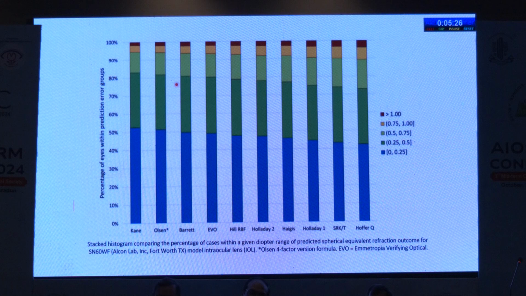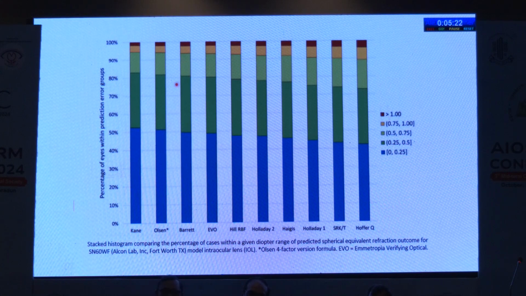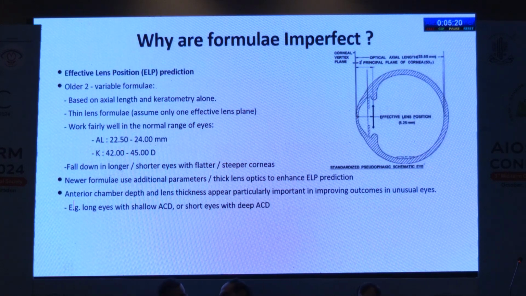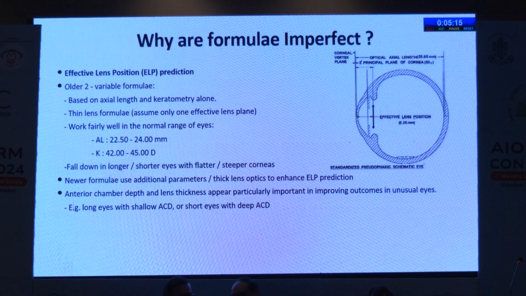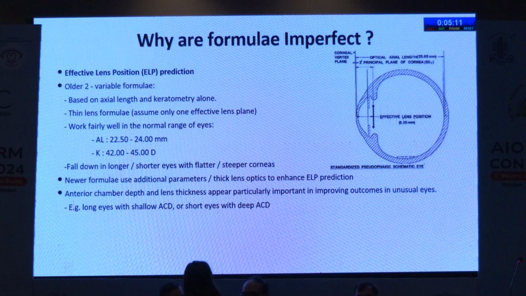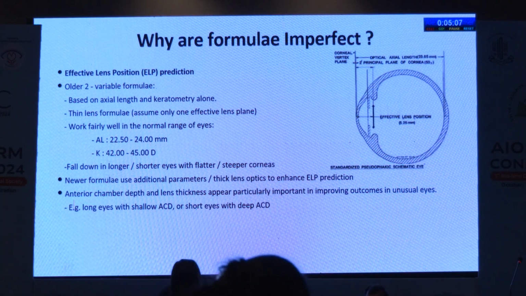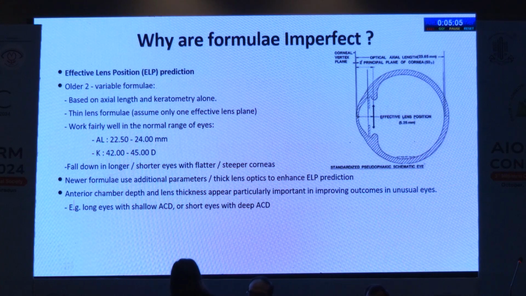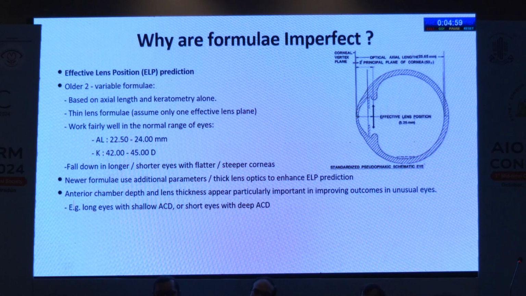Recent studies also show a comparison of these newer formulas with the older formulas, and they tend to perform better than the older formulas. The older formulas were imperfect mostly because of error in the prediction of the effective lens position. Older formulas generally use two variables, that is axial length and keratometry. However, they tend to work well within the normal eye range, that is normal axial length and normal keratometry.